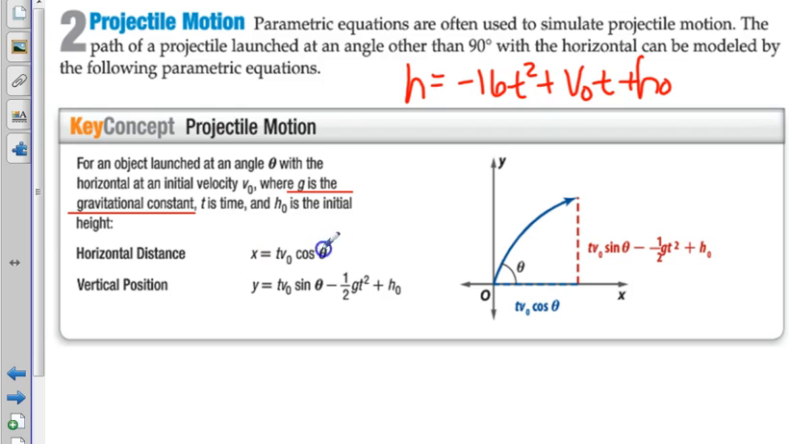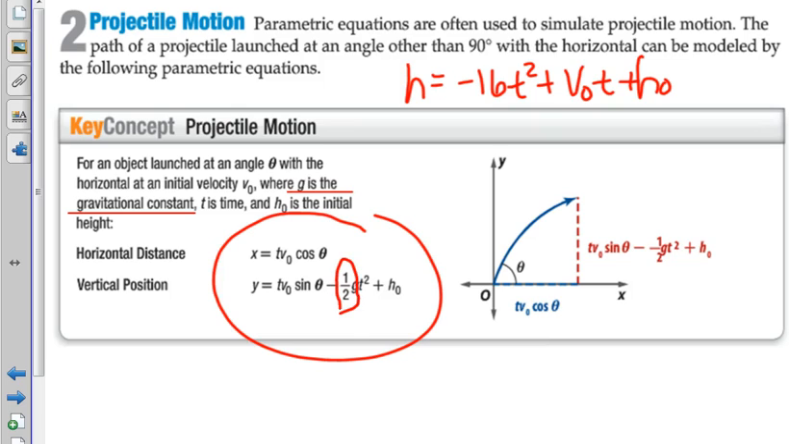So we're going to use these formulas. This is right on your green sheet. Now, it says here negative 1/2 g. As long as we're in feet, that's just negative 16t squared. If we're in meters per second, I think it's negative 9.8, but it'll say on the question.